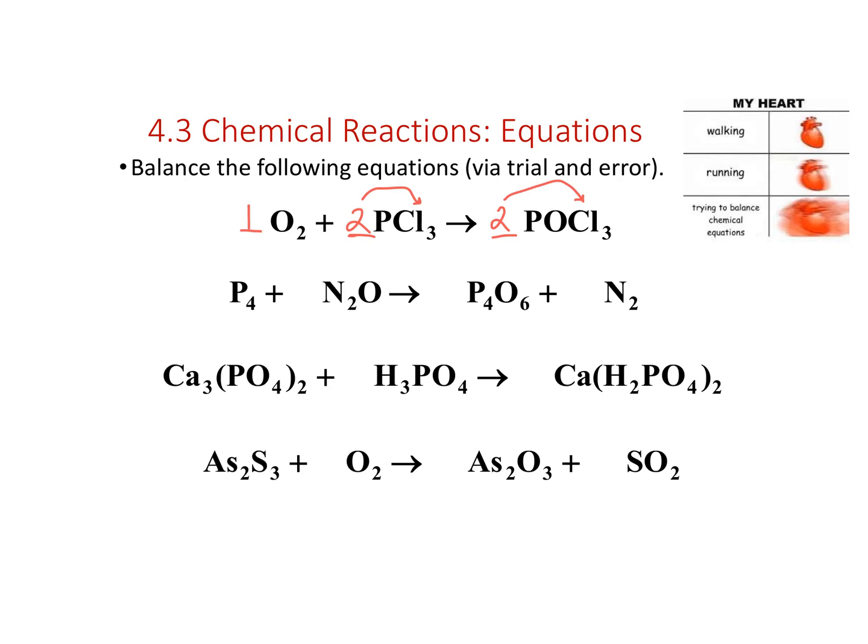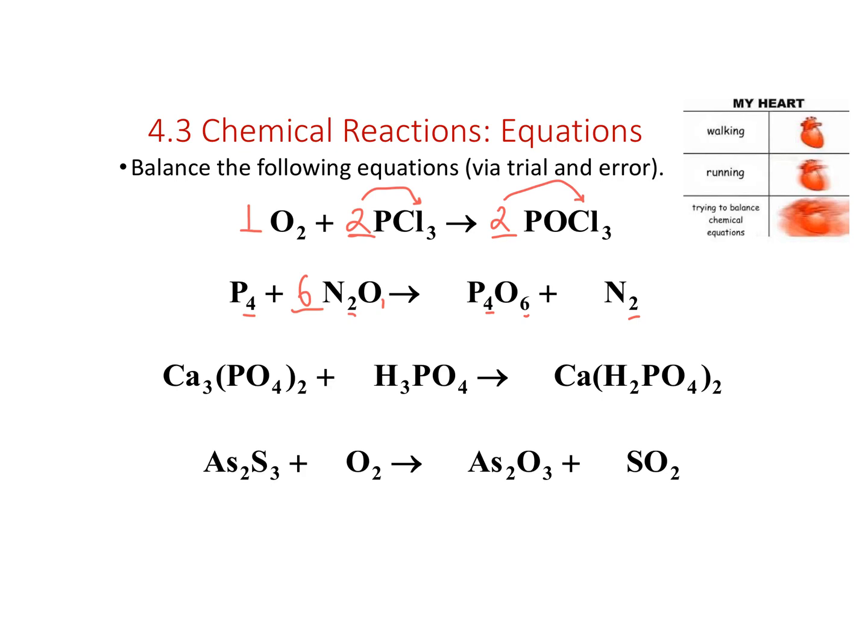For the next reaction, phosphorus reacting with nitrous oxide, also known as laughing gas, to produce P4O6 and nitrogen. To balance that reaction, I already have 4 phosphorus, I have 4 phosphorus. I have 2 nitrogen, I have 2 nitrogen. What is not balanced, however, is the oxygen. I need to have 6 oxygen, I only have 1 oxygen here. So the coefficient of 6 out front of the nitrous oxide gives me a total of 6 oxygen.